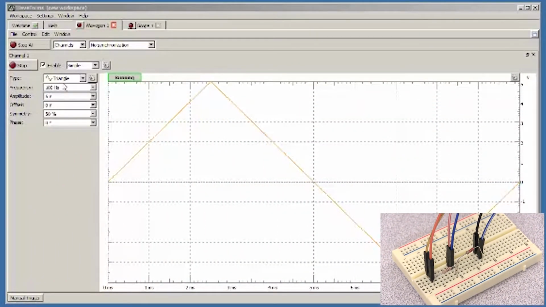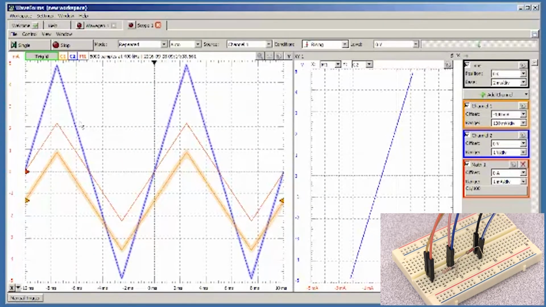I'm using a triangular wave with a frequency of 100 Hertz and an amplitude of 5 volts. Switching to the scope instrument, the blue line is channel 1, the yellow line is channel 2 voltage, and this red line is a math channel. The math is channel 1 divided by 100, so this should indicate the current through both resistors. If I create an XY plot with current on the horizontal axis, the math channel number 1, and voltage across the unknown resistor on the vertical axis, we get a straight line. The slope of this line is the resistance of the unknown resistor.